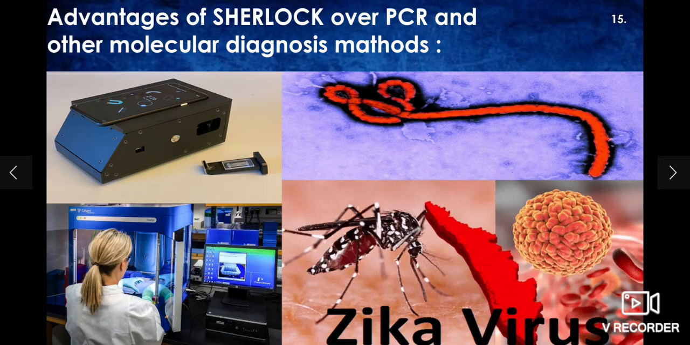Now, SHERLOCK has an advantage over PCR and other molecular diagnosis methods as it is more sensitive. For example, in the case of Zika virus, which is very tough to detect, even if the patient is showing high fever, it may remain undetected. But with SHERLOCK, it can be detected very easily.